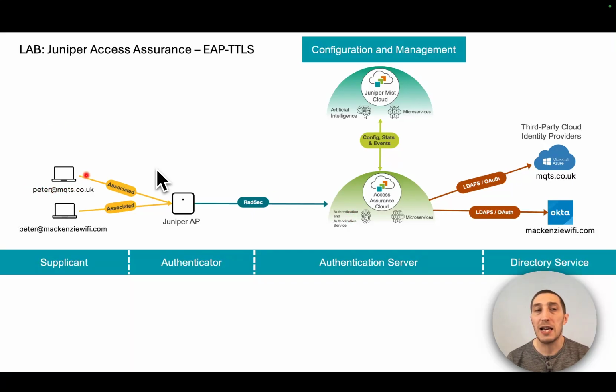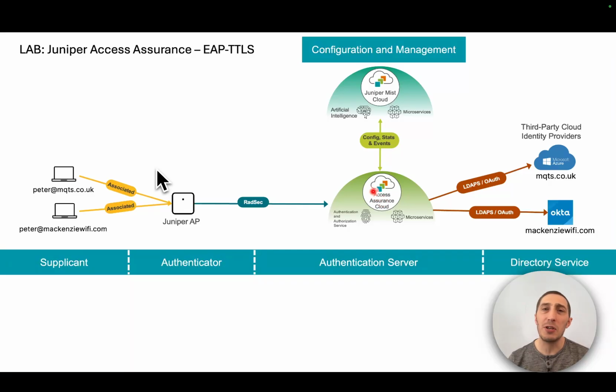So one user is going to connect to my network using peter@mqts.co.uk, and the other laptop is configured with a user account of peter@Mackenzie Wi-Fi. Now these two users and machines are going to connect to the same SSID configured on a Juniper Mist access point, which is going to authenticate our users with the Mist Access Assurance solution.